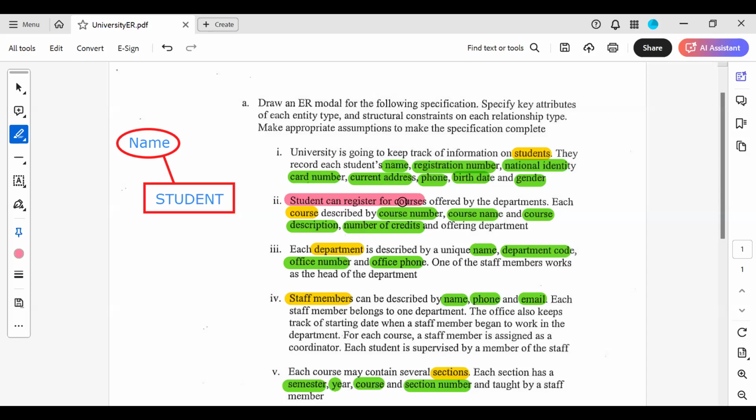Anything else? Yes, we identified one relation. What are the other relations? Staff members and departments. Exactly. It says each staff member belongs to one department. So we can say staff member belongs to departments. Okay, good. Another relation?